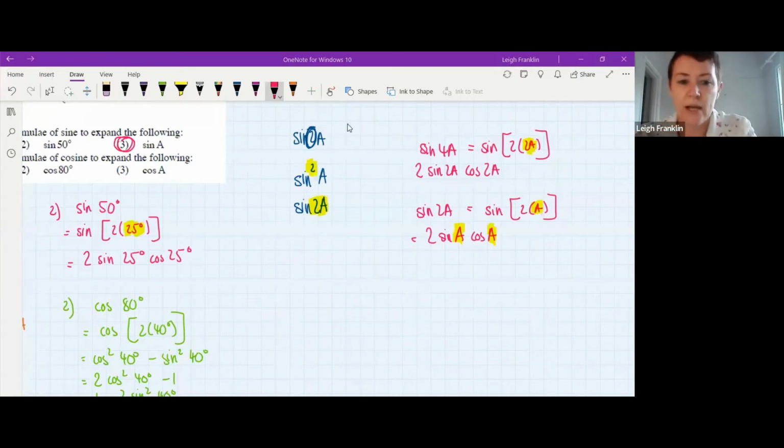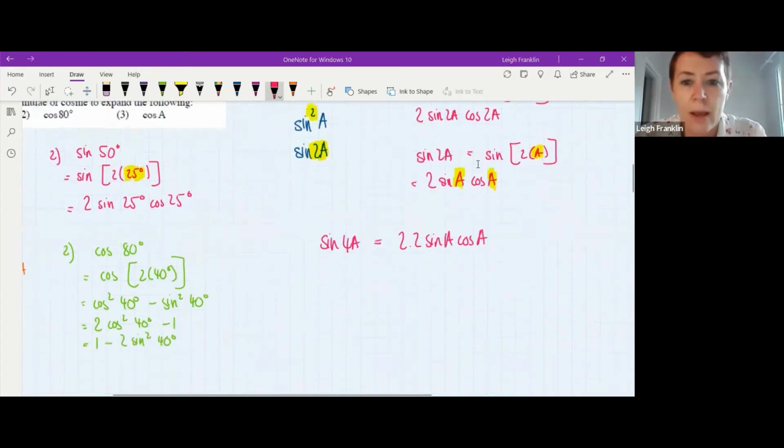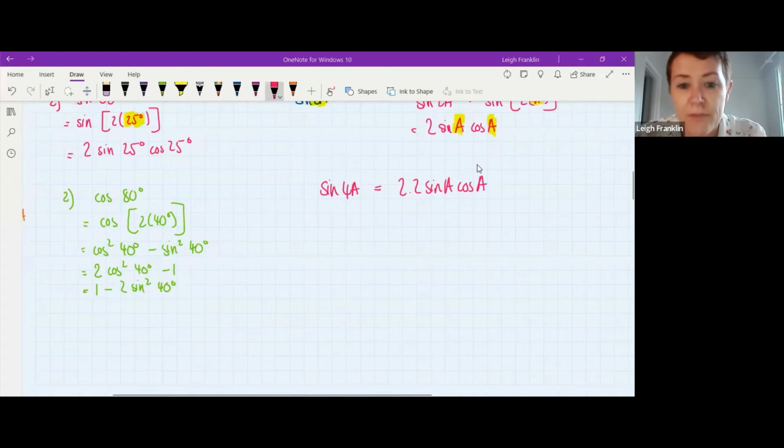So in other words, are you asking me, is sine 4A the same as 2 times 2 sine A cos A? Is that really what you're asking? Yes, cool. I'm so glad you asked that question, because the answer is a big fat no. Definitely not the same thing. Very, very common mistake. I'm going to explain the difference now as well.